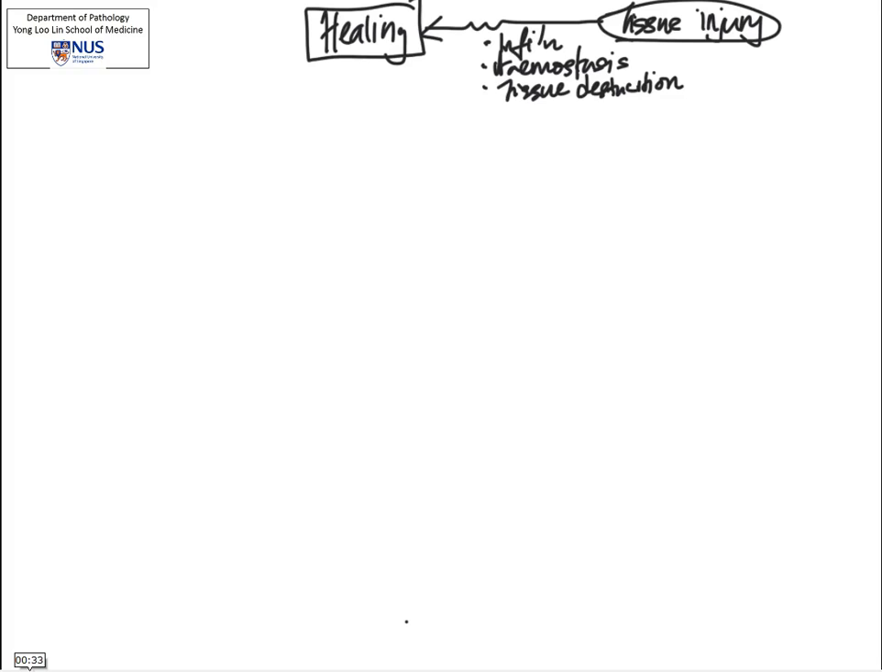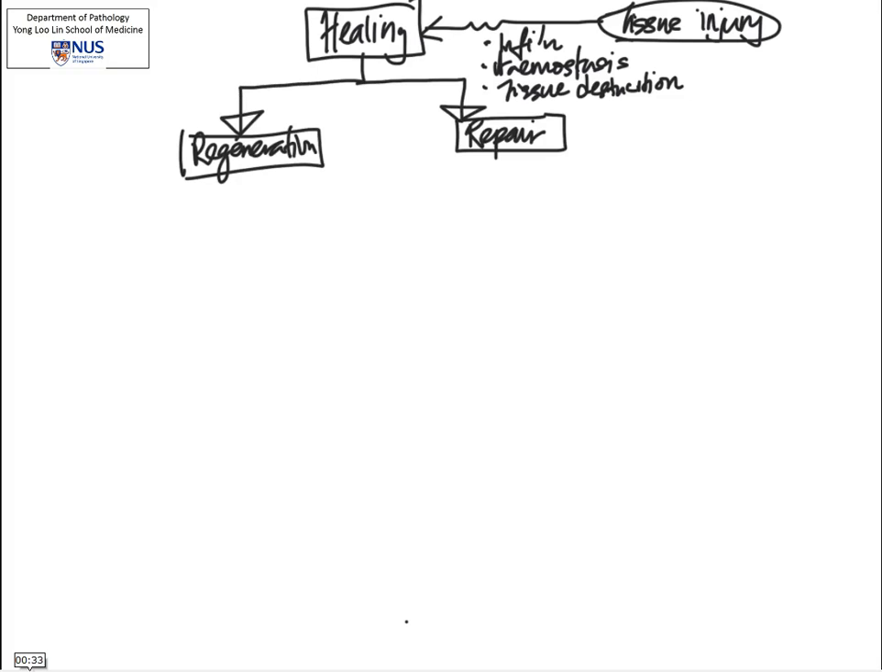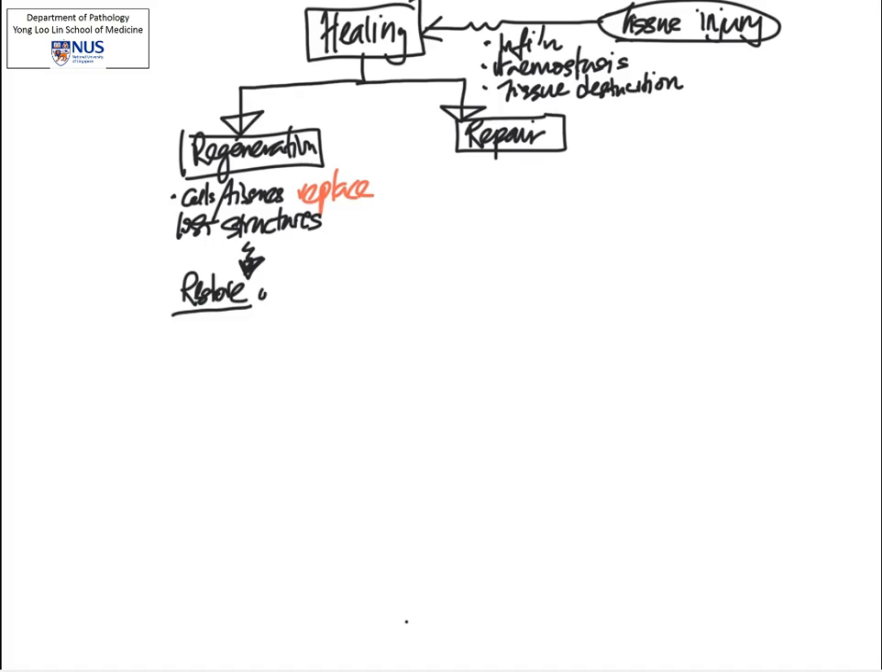Now, the process of healing generally can be divided into two major processes, one of which is repair and the other regeneration. So let's take a look at regeneration first. In regeneration, the cells and tissues actually grow back to replace lost structures. So in other words, the body is actually able to restore the original tissues, and in most instances, the functional status is preserved, so there's no significant functional loss.